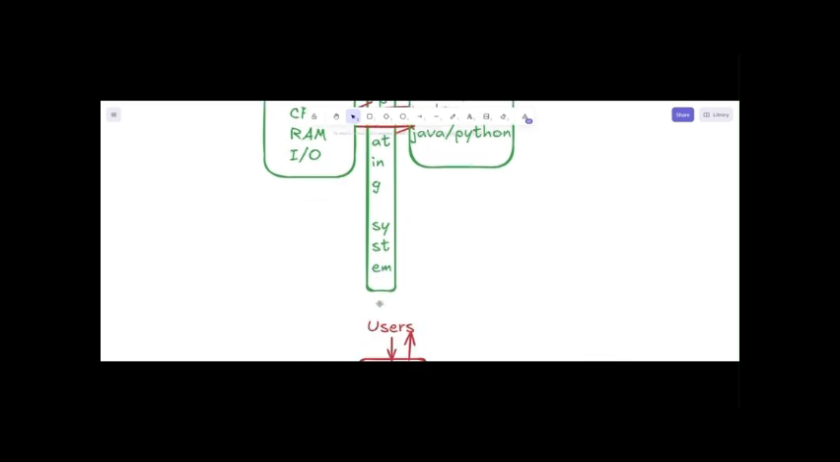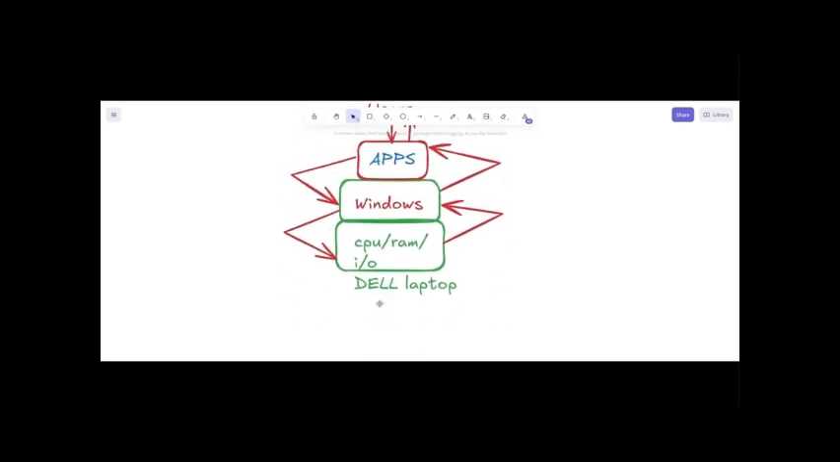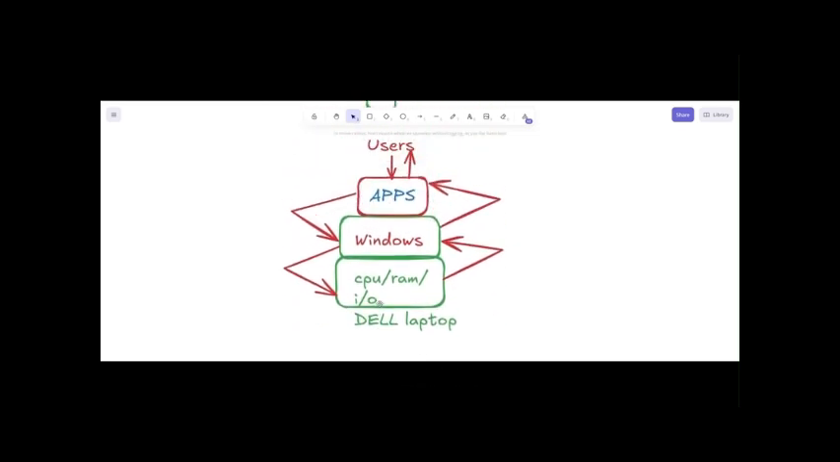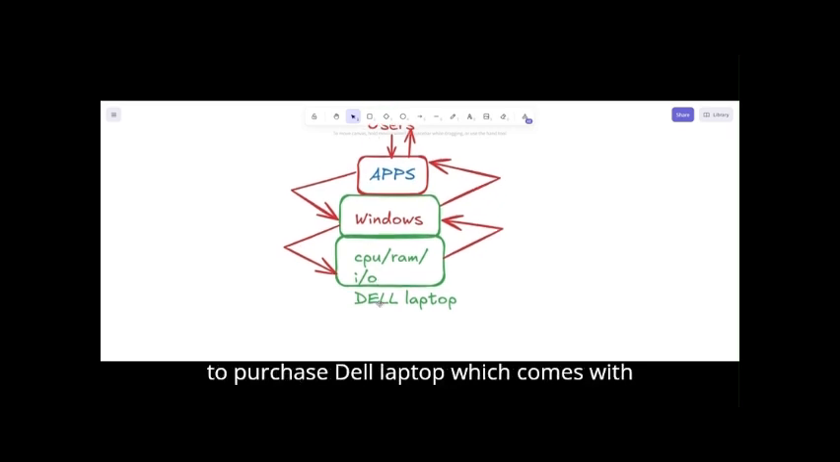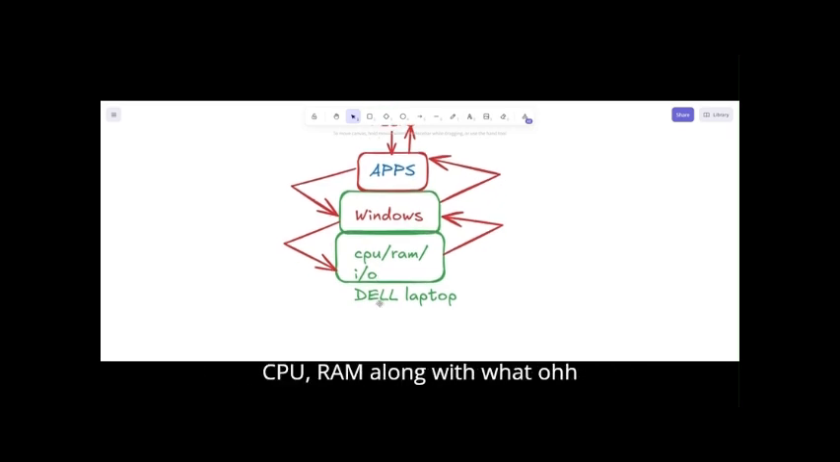Let's say you purchase a Dell laptop. What it sells is hardware, and on top of the hardware it installs the operating system. A Dell laptop comes with CPU and RAM, along with Windows operating system installed. That is the reason you are able to directly deploy or install any application, and your application is able to process requests coming from the user.